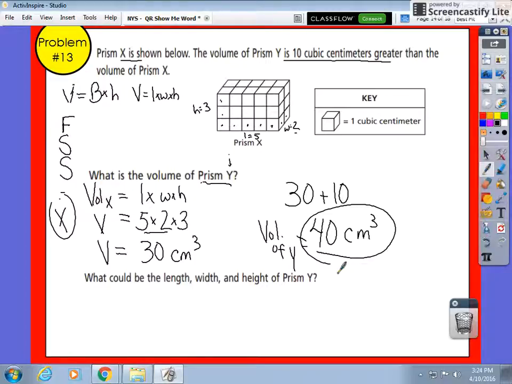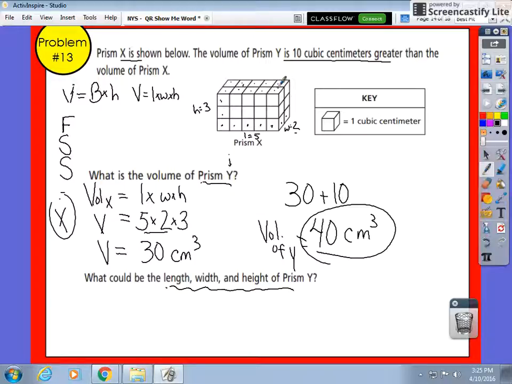So now it's asking what could be the length, the width, and the height of prism Y. So what 3 numbers could I multiply together to get 40? Now when I'm looking at this, I noticed something. Did anybody notice that each layer had 10 cubic centimeters in it? So each layer, when I look at that top layer, I can see that it has 10 cubic centimeters. 1, 2, 3, 4, 5, 6, 7, 8, 9, 10. So that is adding a whole other layer. Could I take this and, for prism Y, add another layer and say that my height was 4? Yeah, I could.